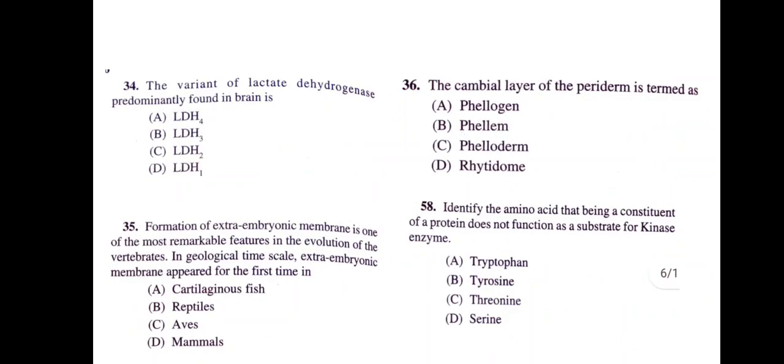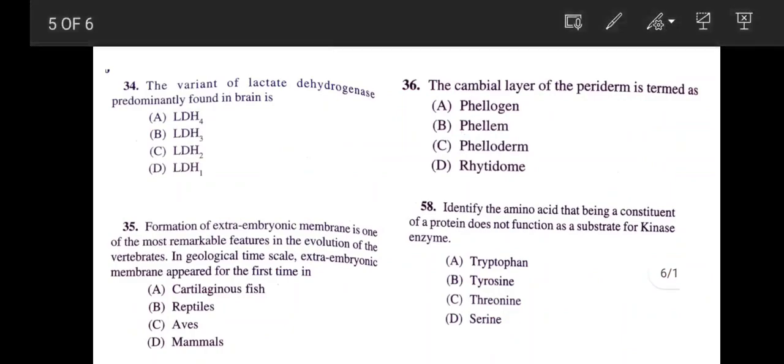Going to the next question, the variant of lactate dehydrogenase predominantly found in brain is lactate dehydrogenase 1. There are 5 isoforms of LDH. Those are 1, 2, 3, 4, 5. From that, LDH1 is predominantly found in brain.